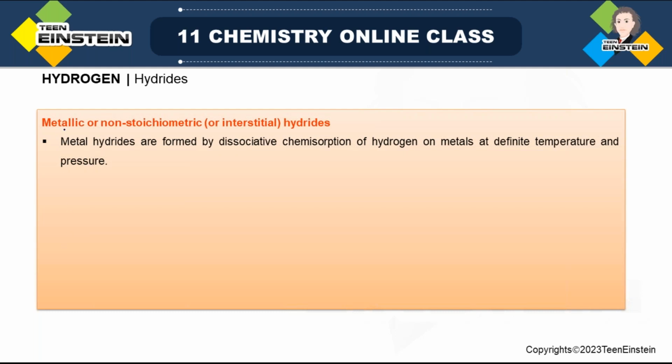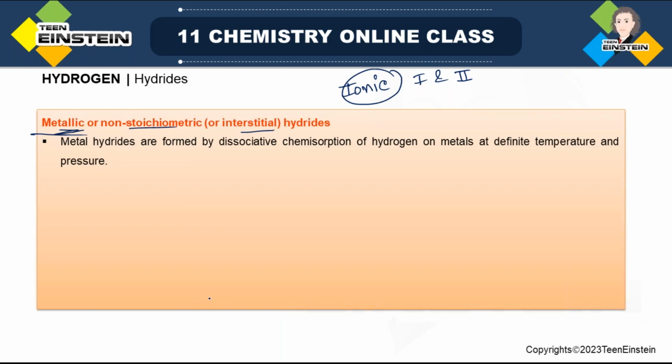The third category is metallic or non-stoichiometric hydrides. Metallic or non-stoichiometric hydrides are also known as interstitial, and why it is called interstitial, we will also see. But try to understand that though in ionic hydrides we have seen metals are there, they are metals from group 1 and group 2. Here also metals will be present, but they are not very electropositive metals. So these metals are not from group 1 or 2. They are basically d block metals, transition elements.